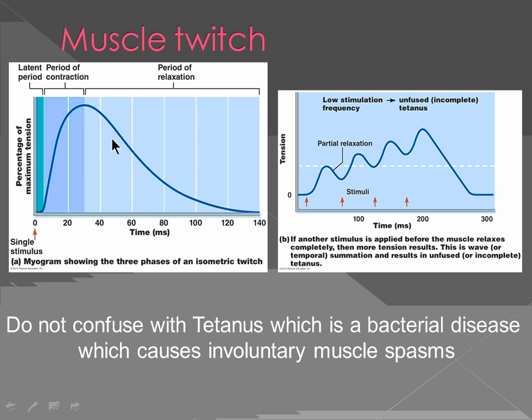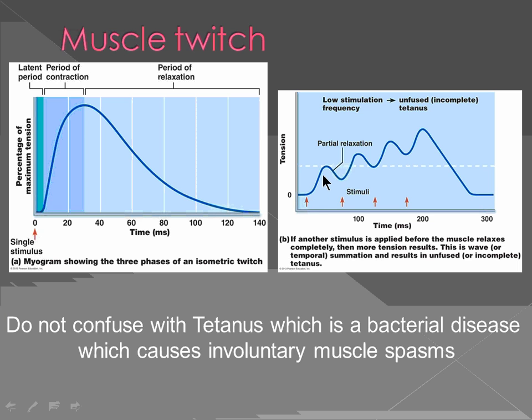So this is just showing you a muscle twitch. This part is the latent period where the excitation contraction coupling is occurring. This is where the contraction actually occurs. This is where the sliding is happening. And this is the period of relaxation where the calcium goes back to the terminal cisternae.